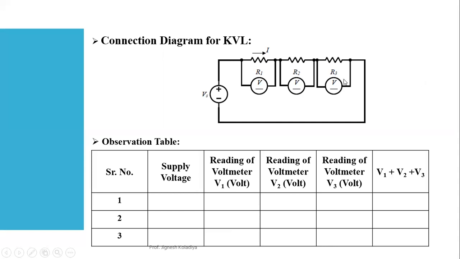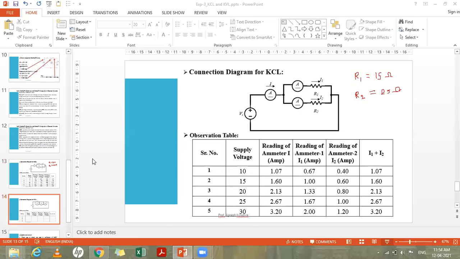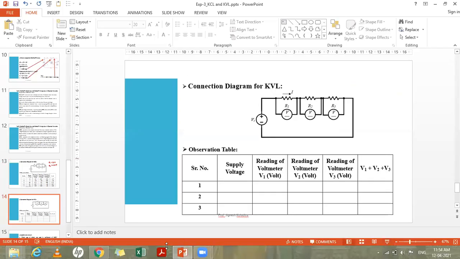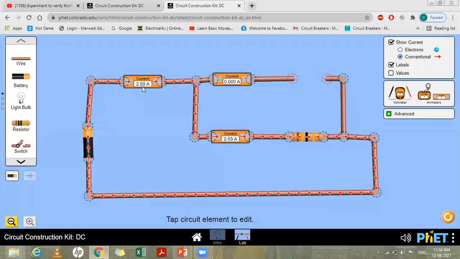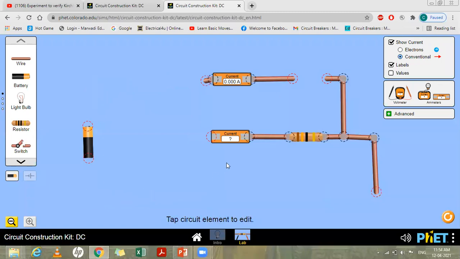So you can use the same platform. You can just remove your circuit diagram from the previous one. I'll remove it, and again you have to connect according to our new diagram. You can take three resistances, one supply and voltmeters.